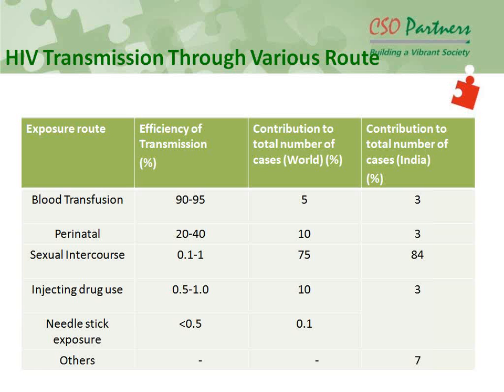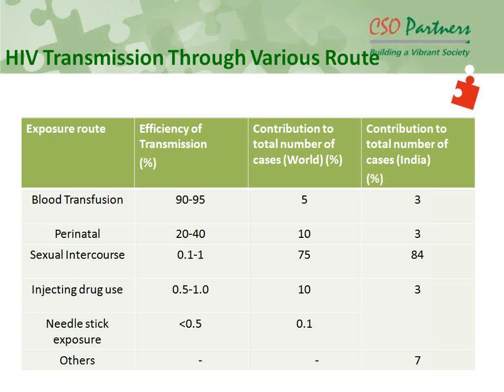Let us see the second point, perinatal. The efficiency of transmission is 20 to 40%. That means there is a 20 to 40% chance that the baby will get HIV infection from the mother, either through the womb or through breast milk. Globally, only 10% of infected children are infected perinatally. In India, the number is only 3%. So a very minimal number of infected children get the infection through the mother's womb.